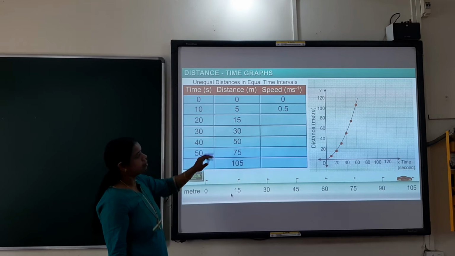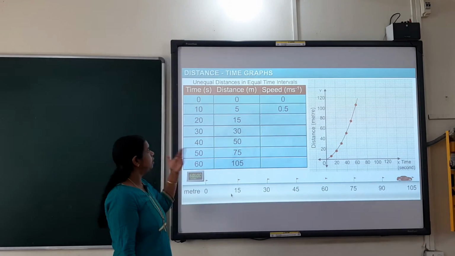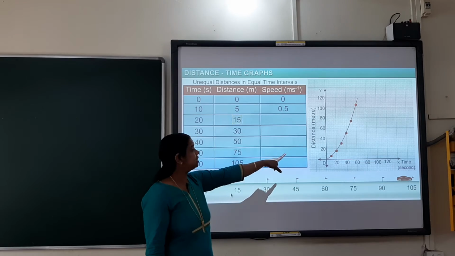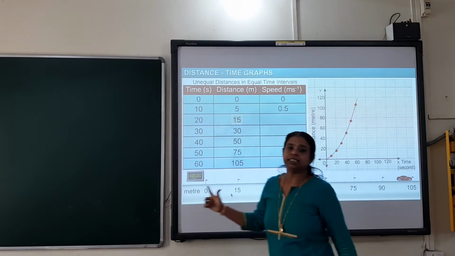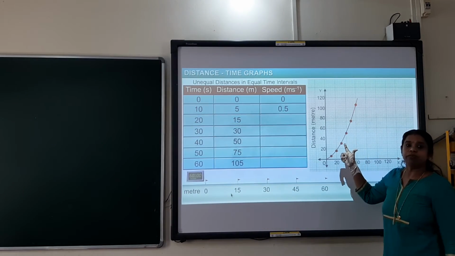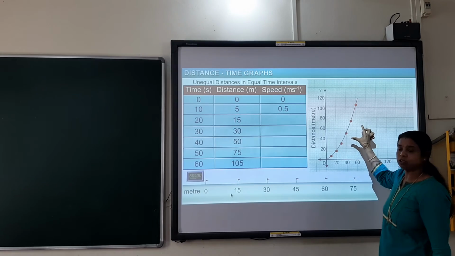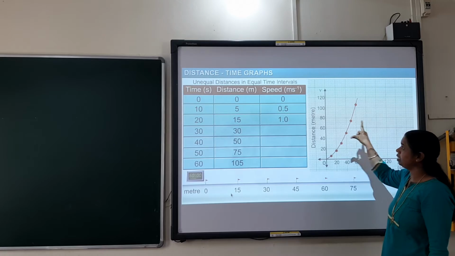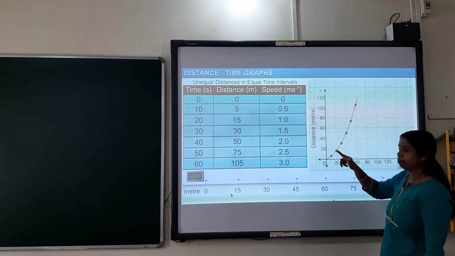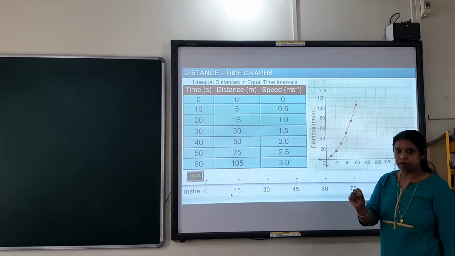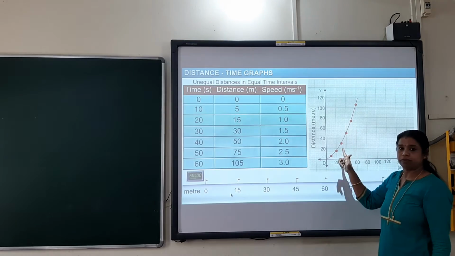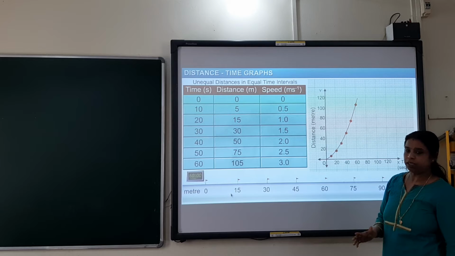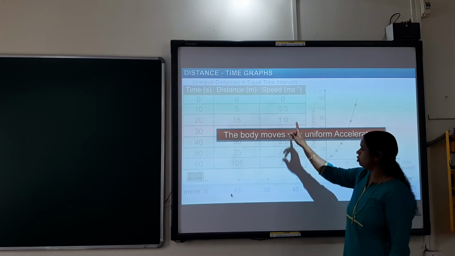Now we can find the speed from the graph. You know what is the speed? Here we get the speed in the distance time graph. The speed in the distance time graph is what? The slope of the graph. The slope of the graph represents the speed or the velocity. We can find the slope of the graph. The slope of the graph represents the speed of the object.